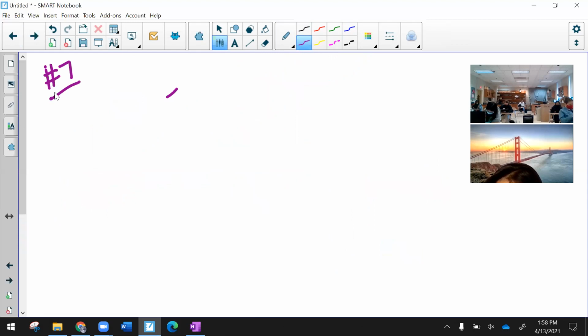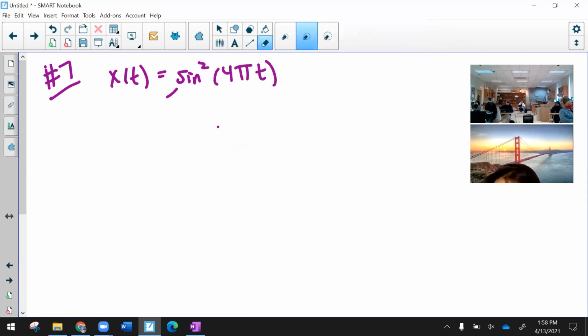Number 7. The position of a particle moving along the x-axis at time t is given by x of t equals sine squared of 4 pi t. At which of the following values of t will the particle change direction? What happens when the particle changes direction?